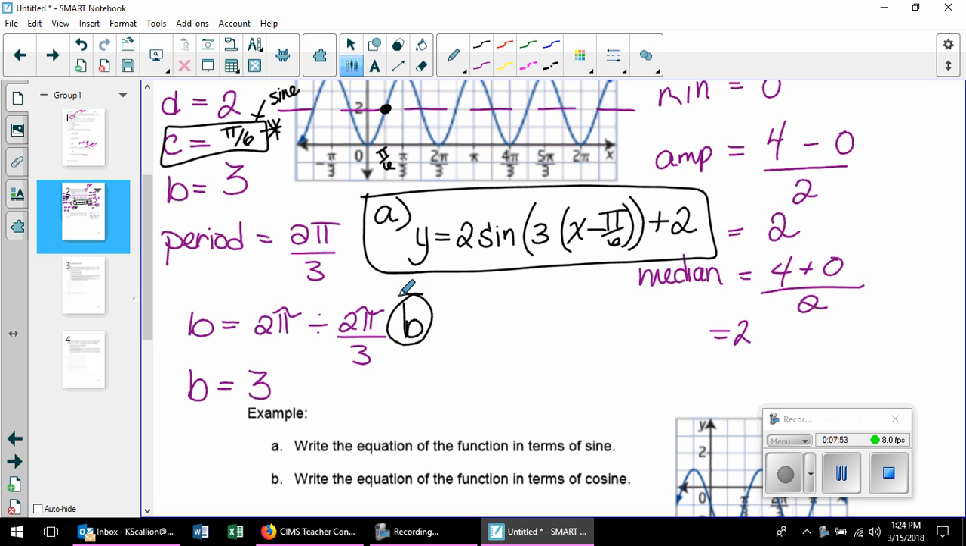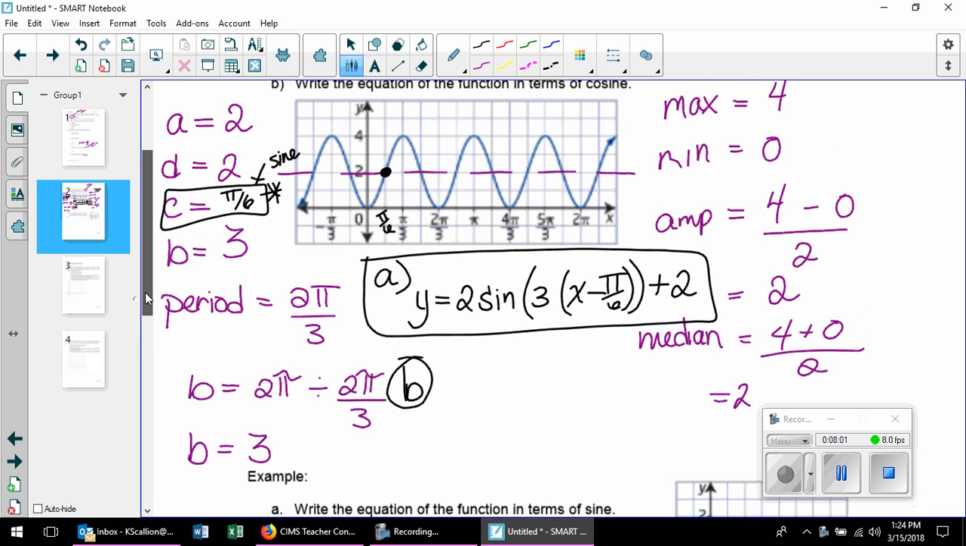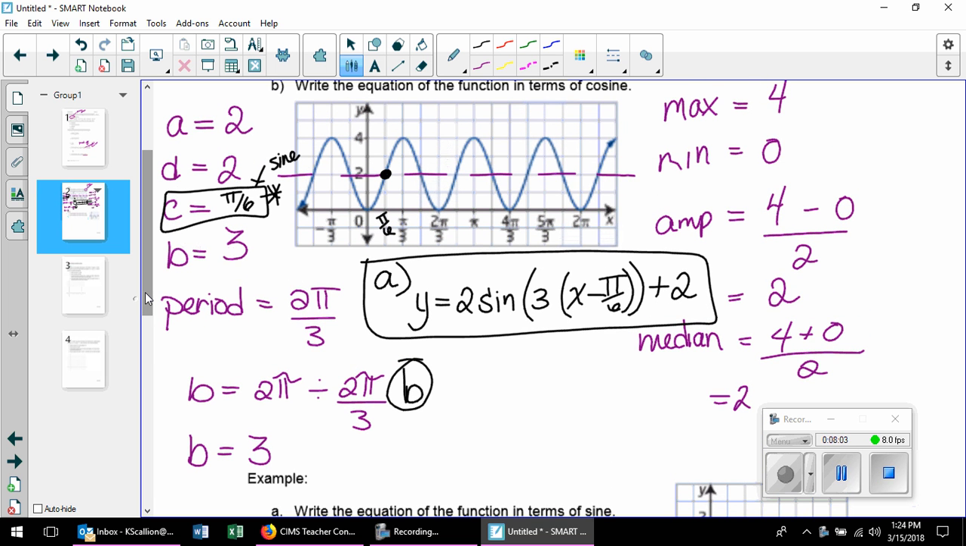Part B asked me to do it for cosine. So for cosine, my C is going to change. Where's the first positive maximum? Pi over 3. So now C has a value of pi over 3 for a cosine graph.